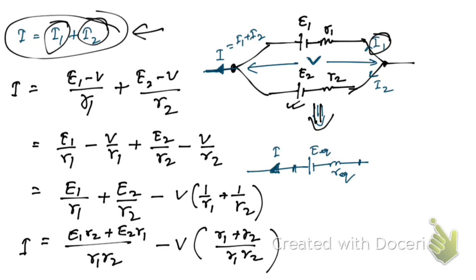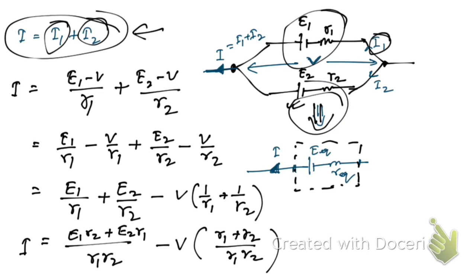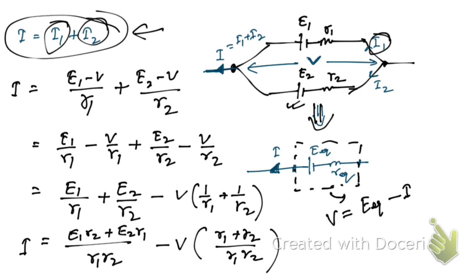Okay, so we have used here such a cell which is equivalent to these two when they are connected in parallel, right? Hope you have understood this. So from this circuit we will get this relation, that V is equal to E equivalent minus I into R equivalent, right?